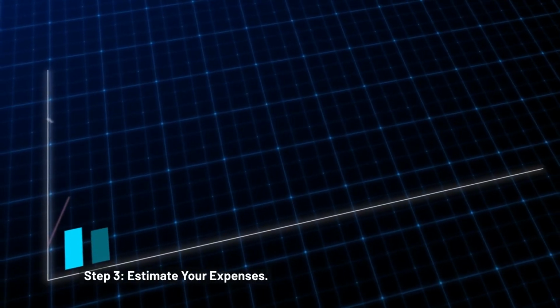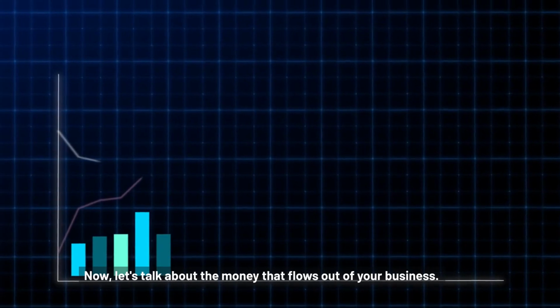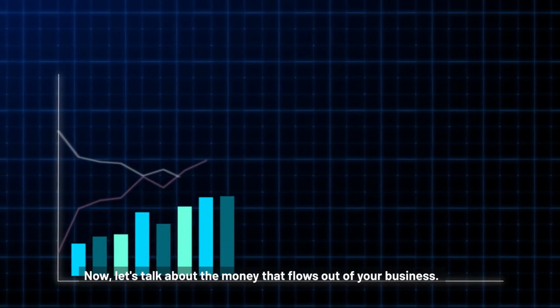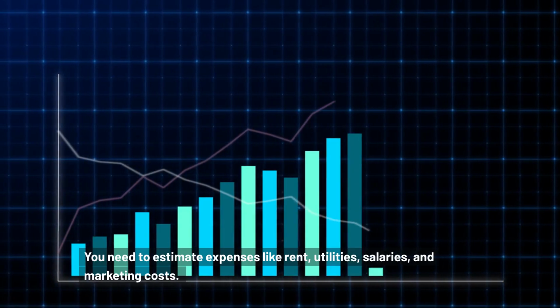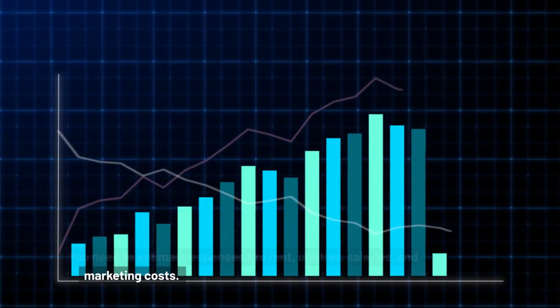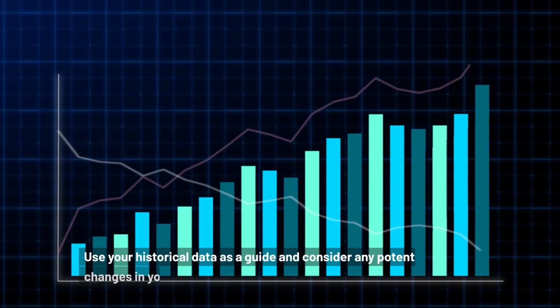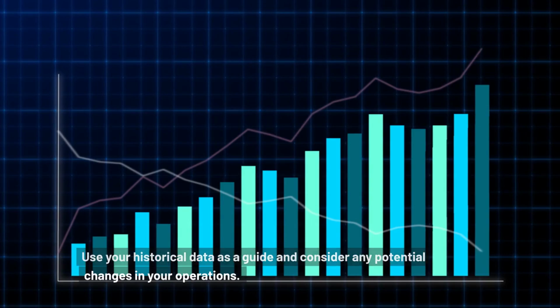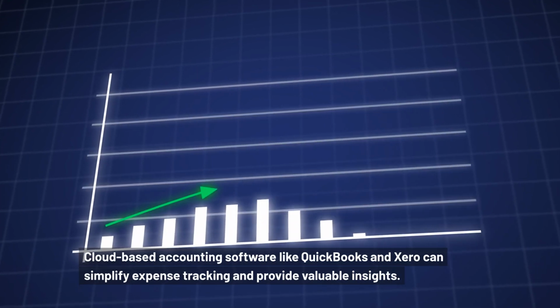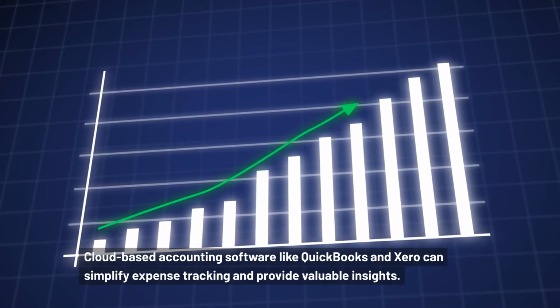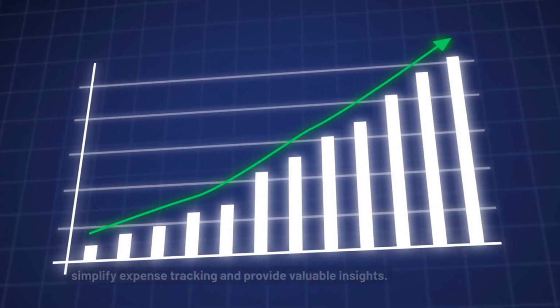Step 3. Estimate your expenses. Now, let's talk about the money that flows out of your business. You need to estimate expenses like rent, utilities, salaries, and marketing costs. Use your historical data as a guide and consider any potential changes in your operations. Cloud-based accounting software like QuickBooks and Xero can simplify expense tracking and provide valuable insights.